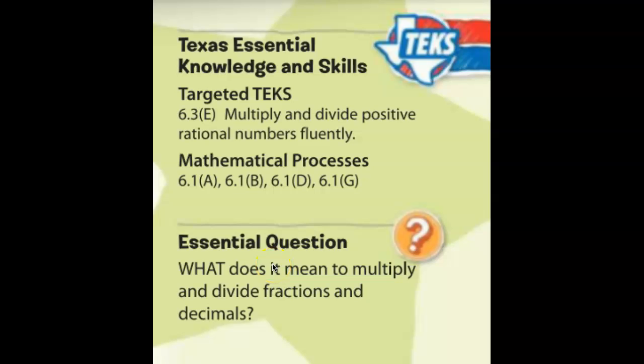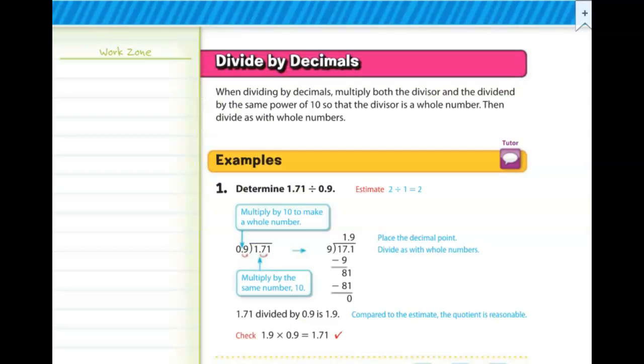Today's TEKS is 6.3e, multiplying and dividing positive rational numbers fluently. We'll be focusing on dividing decimals today, and we will be reviewing what it means to multiply and divide by decimals as well. When dividing by decimals, multiply both the divisor and the dividend by the same power of 10, so the divisor is a whole number, and then divide as with whole numbers.